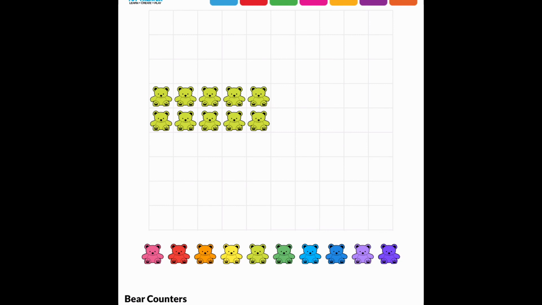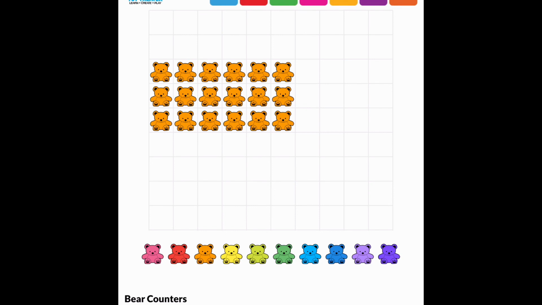And what I would like you to do today for task 2 is to use this website with the bears, or use the counters you used yesterday. I saw some in the photos and that was really awesome to see. But we're going to take 10 of the counters that you have and try and divide 10 into 2 equal groups. When you have divided 10 into 2 equal groups, I would like you to have a go at dividing 18 into 2 equal groups.